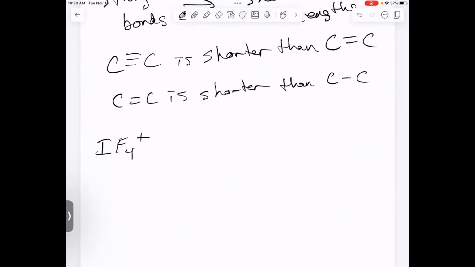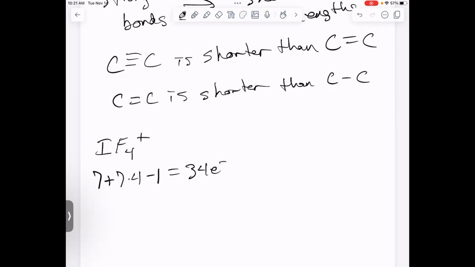So going through the normal steps, iodine being our first element here, finding total valence electrons. Iodine's a halogen, it's down under fluorine, so it's going to have 7 valence electrons. Fluorine also has 7 valence electrons, and there are 4 of them. And if I have a positive charge, what is that doing to my total? A negative charge adds electrons to my total, but a positive charge means I've taken an electron off. So I need to subtract 1 from that total because of the positive charge. In this case, that gives us a total of 34 electrons.